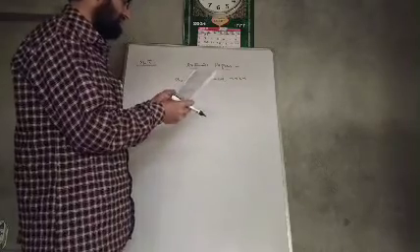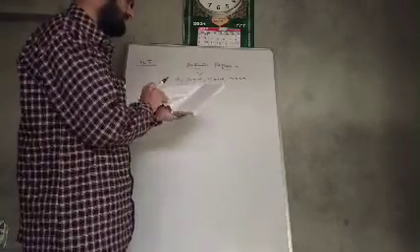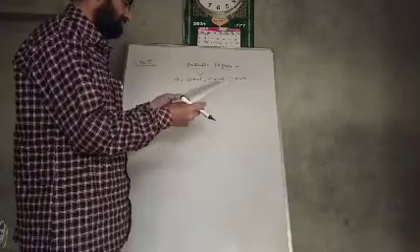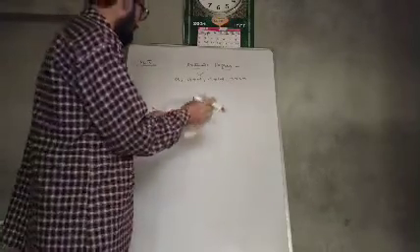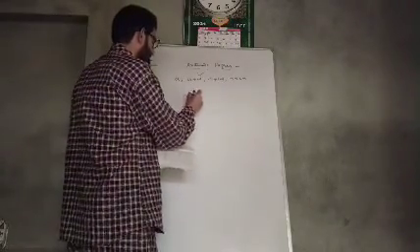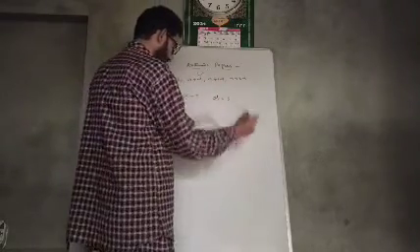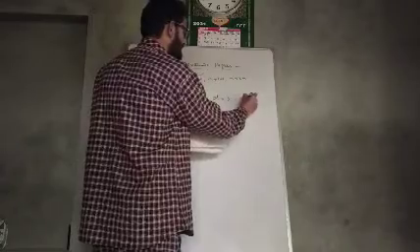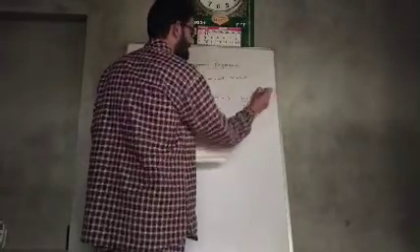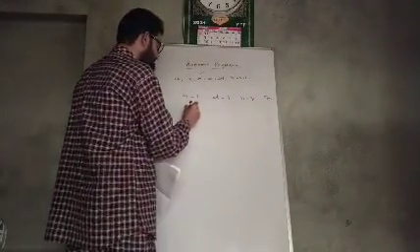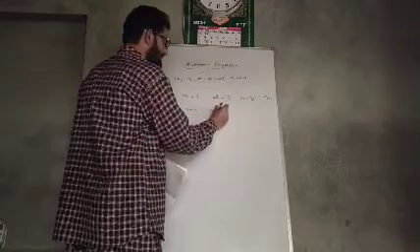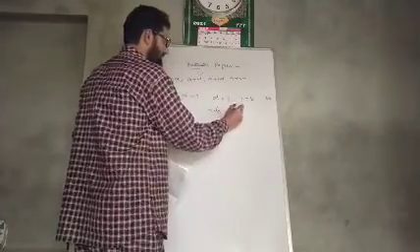Now the second exercise is like this. A is equal to 7. What is D? D is equal to 3 and n is equal to 8. You have to find an. And you know an is equivalent to A plus n minus 1 into D.